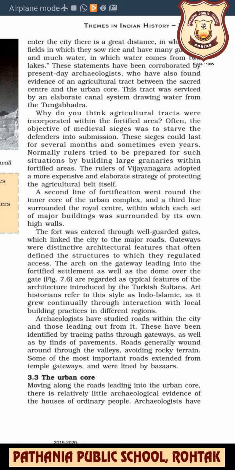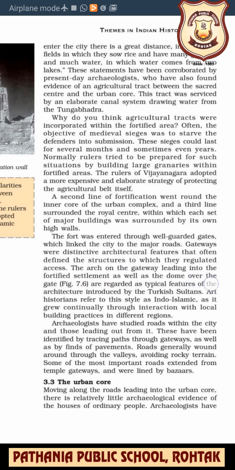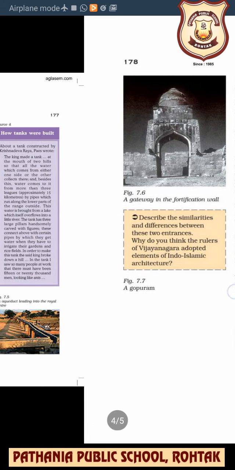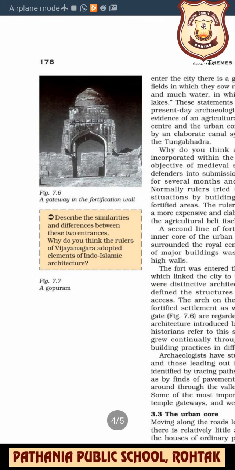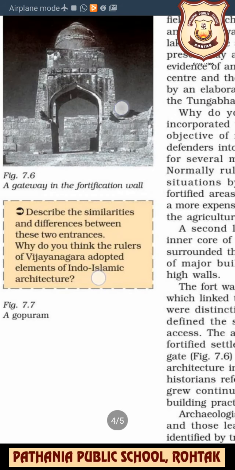Now the fort could be entered through well guarded gates which link the city to the major roads and gateways. The gateways of this city were of very distinctive architectural features, and one gateway you can see in this picture also, beta. This picture is given, see this. This is the gateway in the fortification wall, and you can imagine the architecture also by this image.